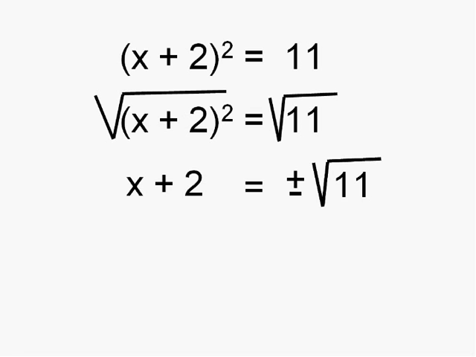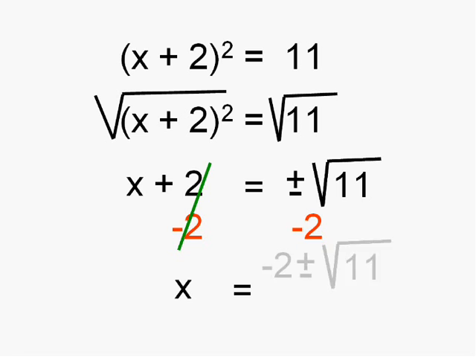Now all we have to do is get rid of the 2, who doesn't get a plus or minus. He's a minus. Okay? And on the left side, you'll have just x. And on the right side, we'll have 2 answers. Negative 2 plus the square root of 11 and negative 2 minus the square root of 11.